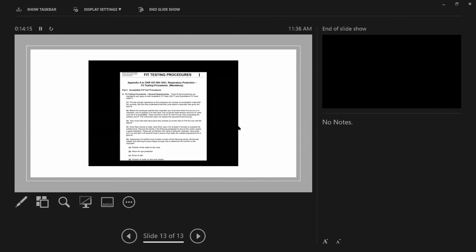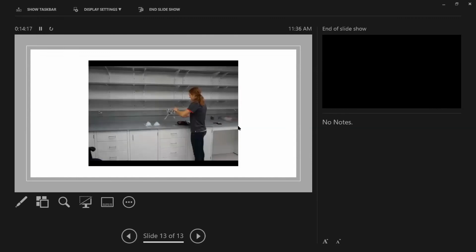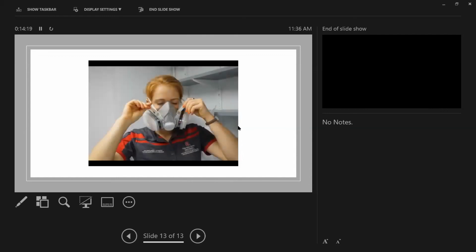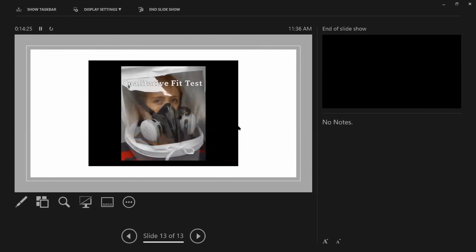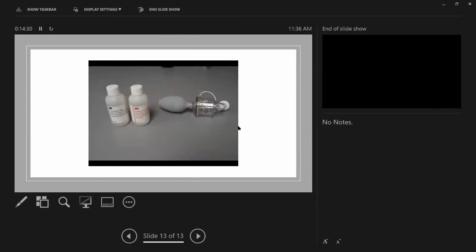A fit test is a method used to select a respirator that provides the applicator with an adequate level of protection. The test is a procedure that's performed on the respirator wearer while they are wearing the respirator mask. When a test kit is used, a hood is placed over the person wearing the mask, and a sensory test agent is introduced with an atomizer or nebulizer under the hood. In this case, we are using saccharin.